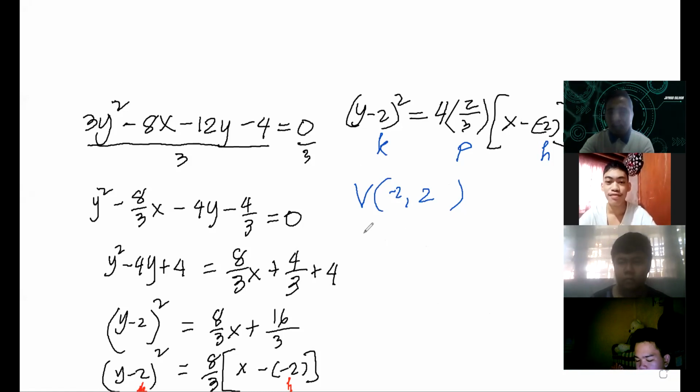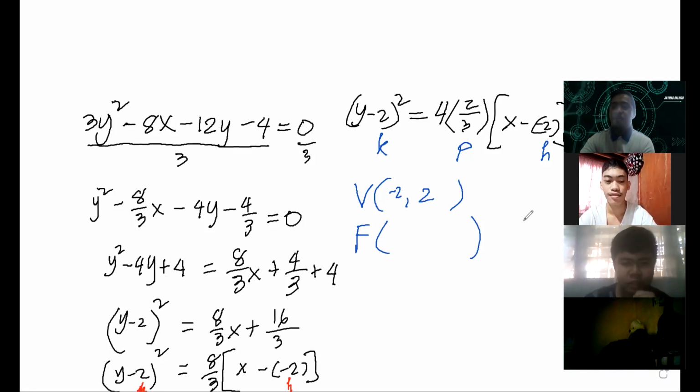Next, our focus, right? So our form is in y squared, right? So where do we add the p? H plus P, K, sir. H plus P, K, very good. It should be H plus P, no? Your H is 2 plus your P. What is P, class? 2/3. It should be added here, the 2/3. Then you copy the 2.